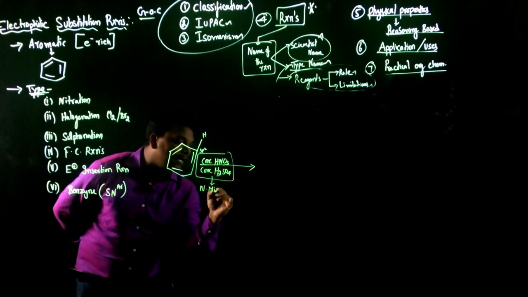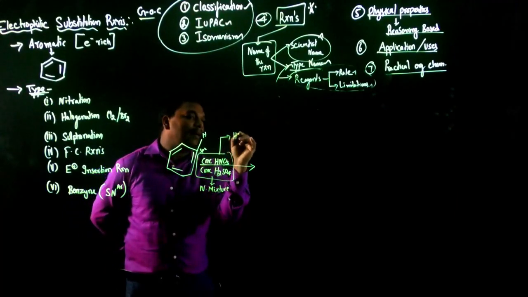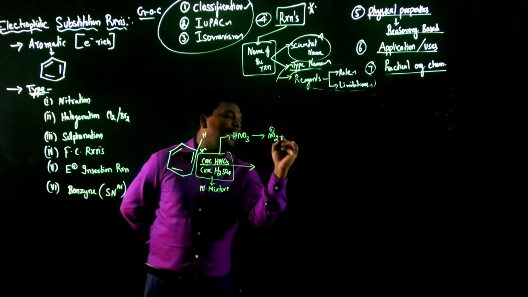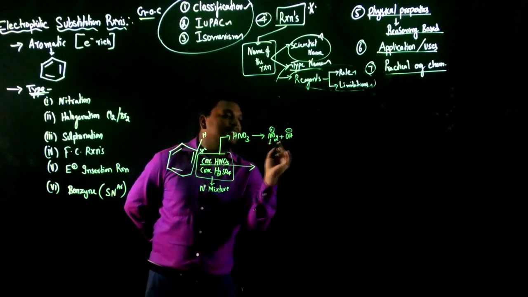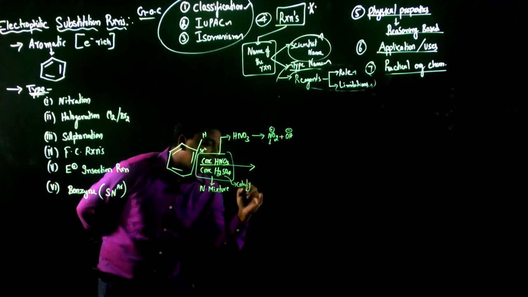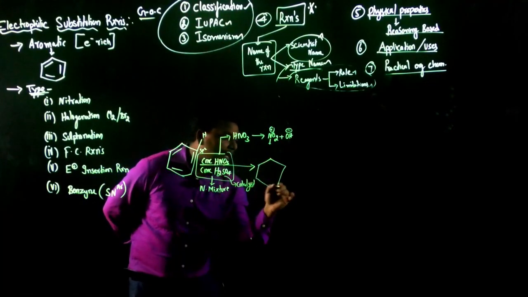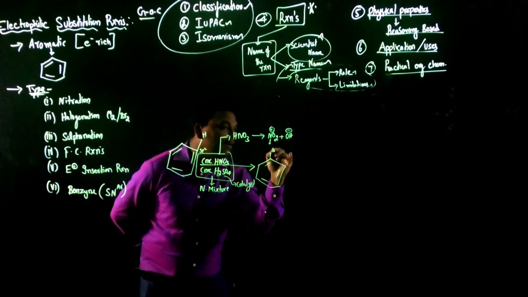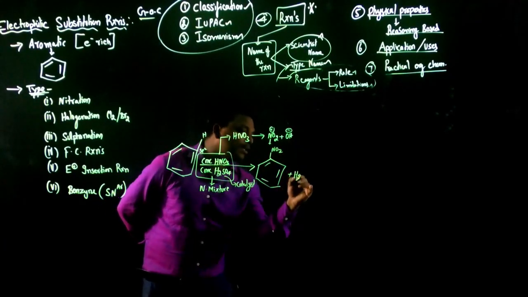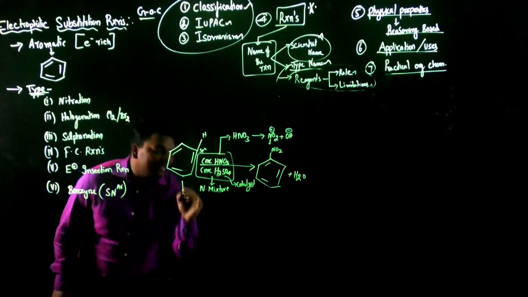We'll call this as nitrating mixture. Now HNO3 will split as NO2 plus and OH minus. Now this is going to be my electrophile, and sulfuric acid will be acting as a catalyst for this reaction. Now this NO2 plus will go and substitute H plus, and I'll get nitrobenzene. That H plus will go and react with this OH minus to form water. This is nitration reaction. Now I'll give you one more example.